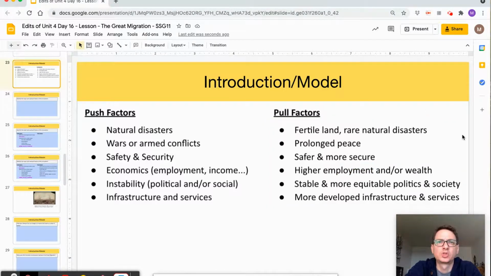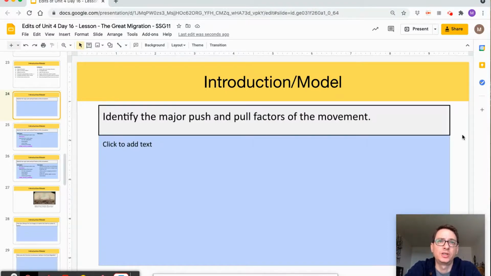Let's now apply this to what Professor Baldwin mentioned in his video lecture. He pointed out that between 1910 and 1970, approximately 6 million African Americans moved from the South to northern and western states. And since this movement took place within one nation, it's classified as a migration. If this movement was to take place between nations, it would be immigration.